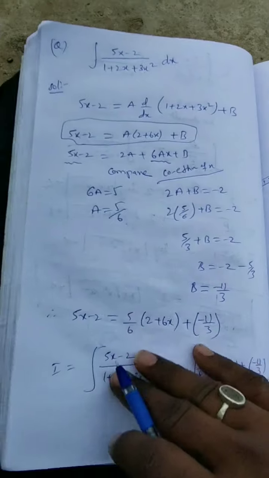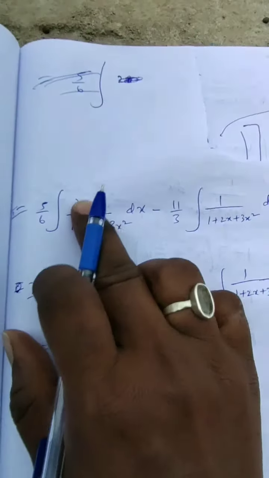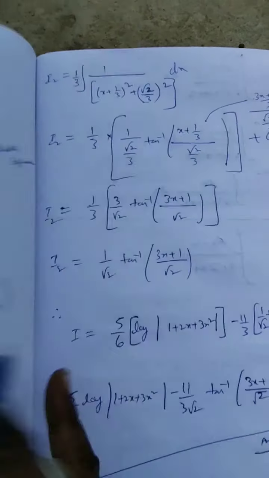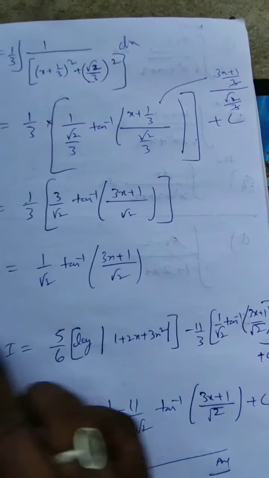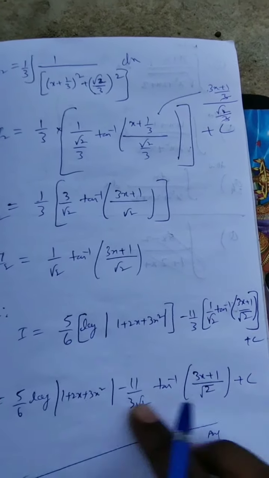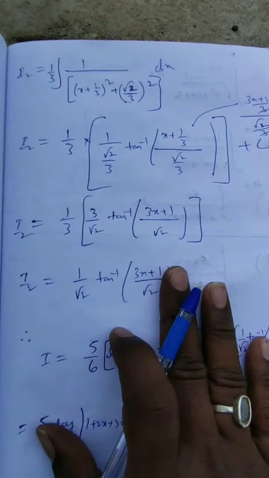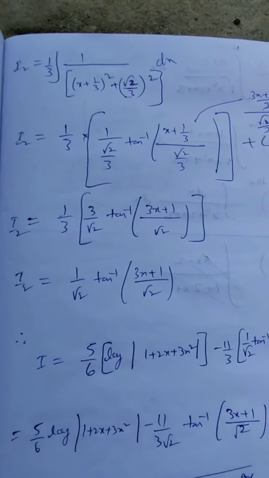I already have I1. Now I'll replace this I1 here and the I2 here. What I am going to get as the answer is 5 by 6 log mod 1 plus 2x plus 3x square, minus 11 by 3 into this I am replacing. So this is your final answer. This is the way to do questions like this. Hope you understand.